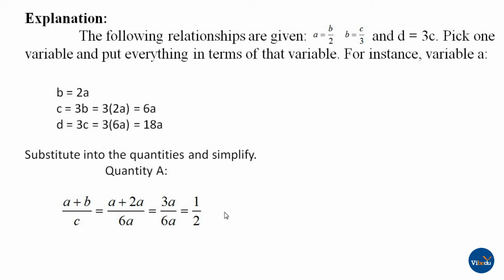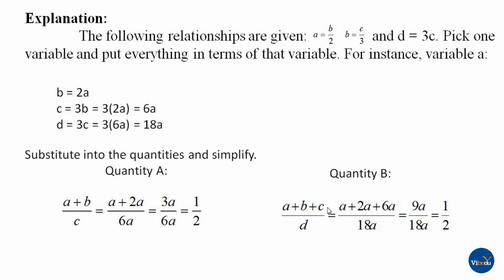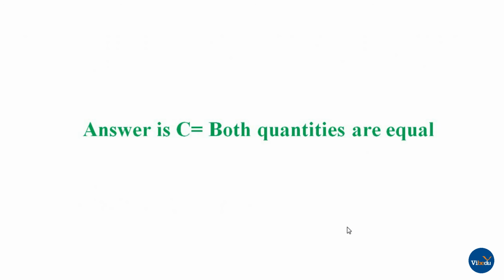Then go for quantity B, a plus b plus c divided by d. Here a is the same a, b equals 2a, c is 6a, divided by d, which is 18a. So adding the numerator, we get 9a divided by 18a, here a cancels, then 9 by 18 equals 1 by 2. So now compare both quantities: quantity A equals 1 by 2, quantity B is 1 by 2. So both are equal. The answer is C: both quantities are equal.